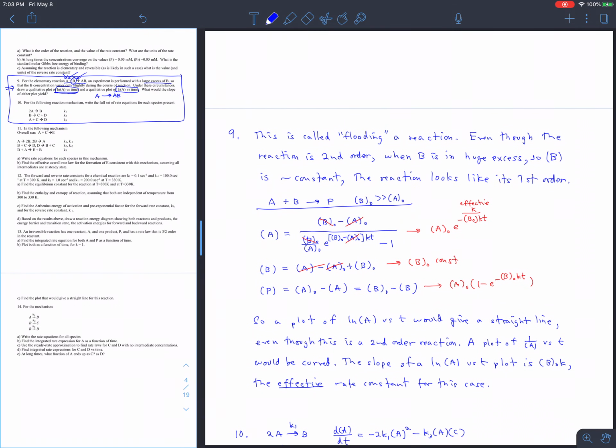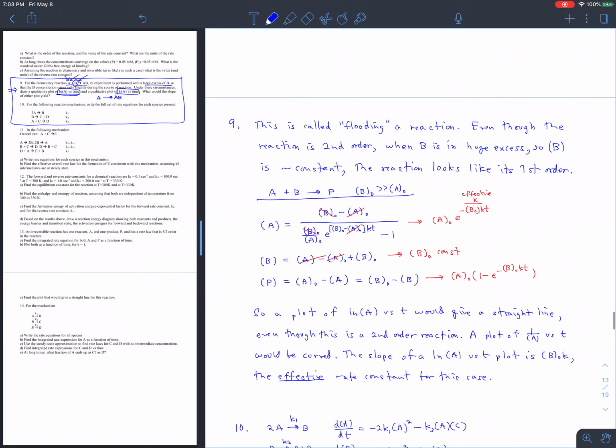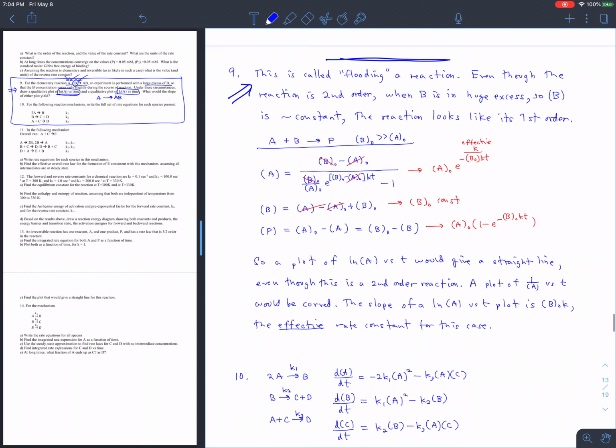First of all, this business of putting in a huge excess of one reactant in a higher order reaction is called flooding. It's a standard trick among kinetics people. And it basically reduces the order of the reaction. If one reactant isn't changing, it's basically a constant, then it looks like the other reactant is reacting on its own. Let's see how that works.